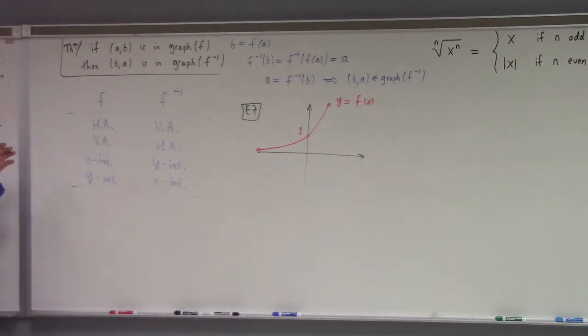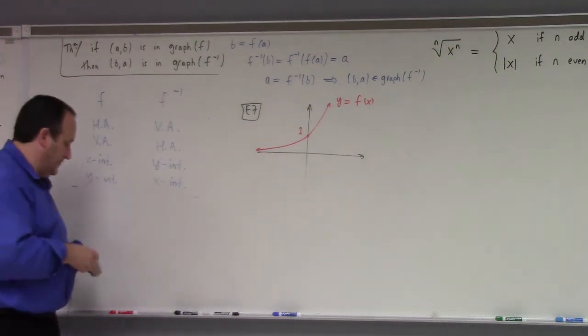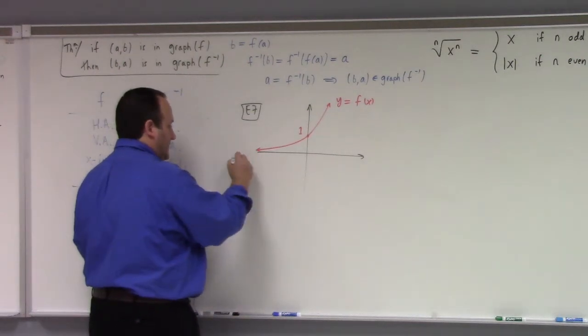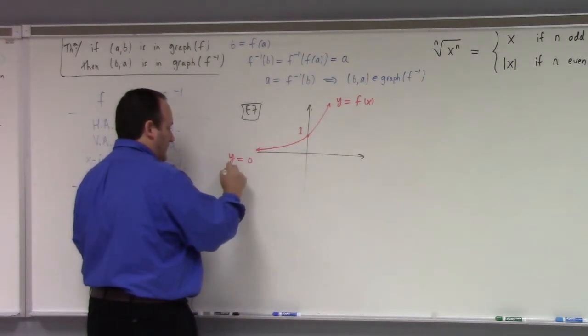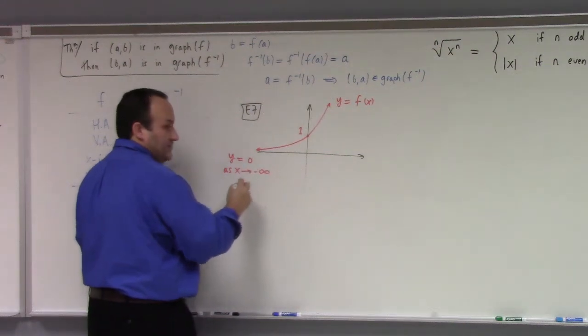So there's a horizontal asymptote for the red one, right? This has y equals 0 as x goes to minus infinity, right?